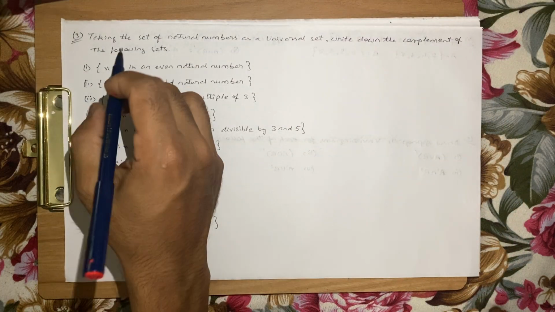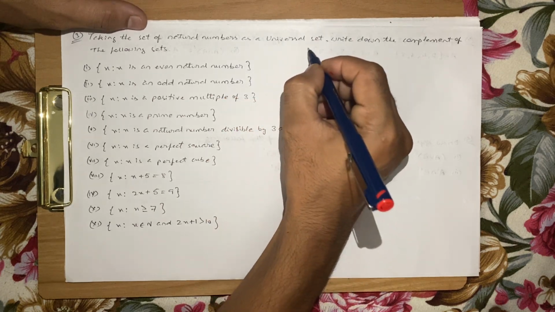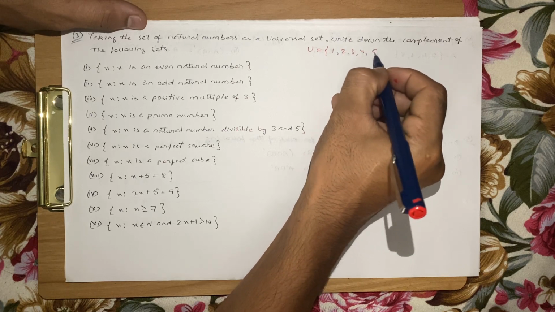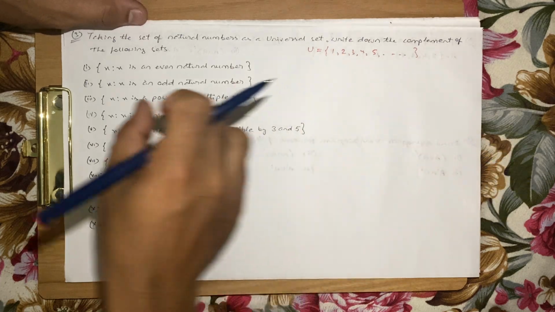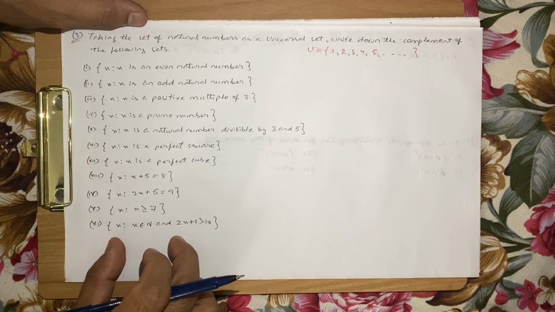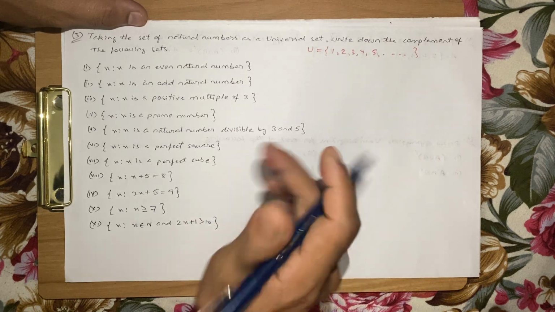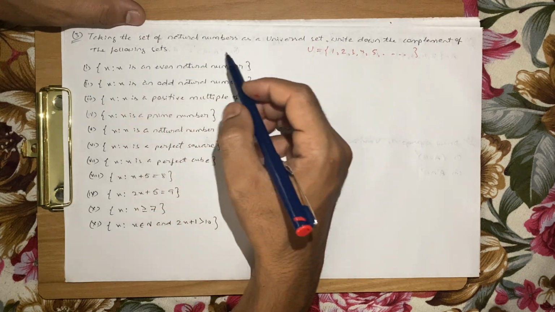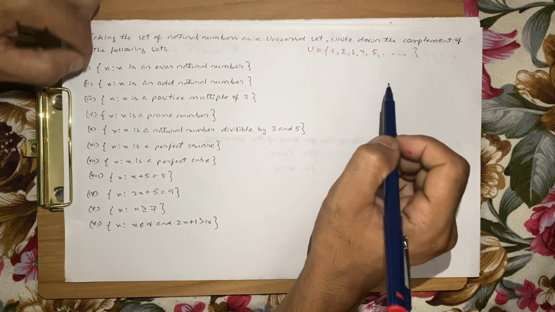Here it says, taking the set of natural numbers as a universal set. Here the universal set is the set of natural numbers, which is 1, 2, 3, 4, 5 and so on, as long as you want to write. This is the universal set for all these questions, because whenever we need to find a complement, we need a universal set. So it says, taking the set of natural numbers as a universal set, write down the complement of the following sets.